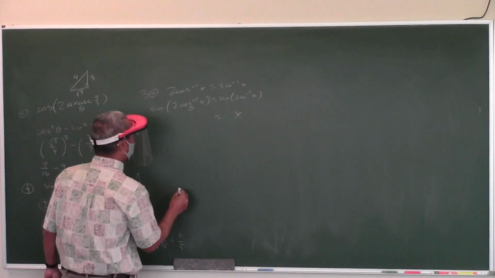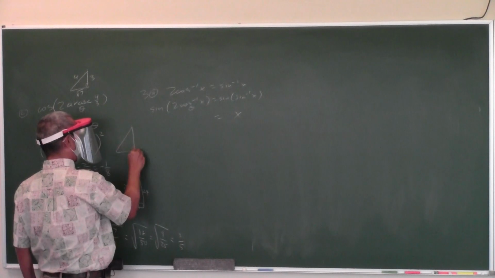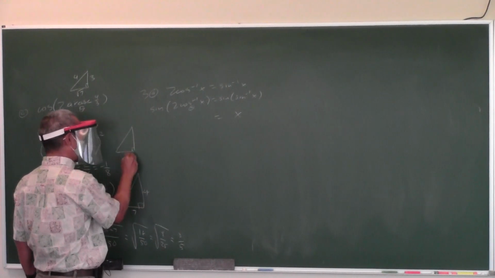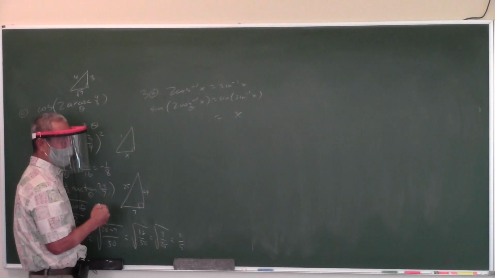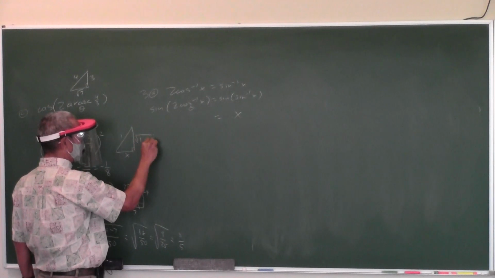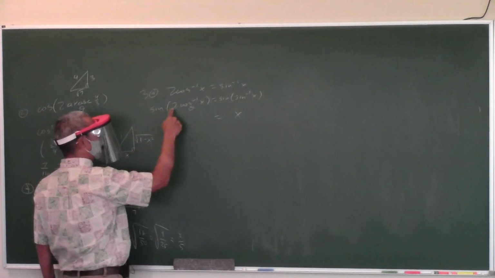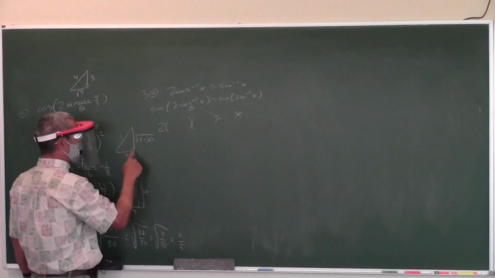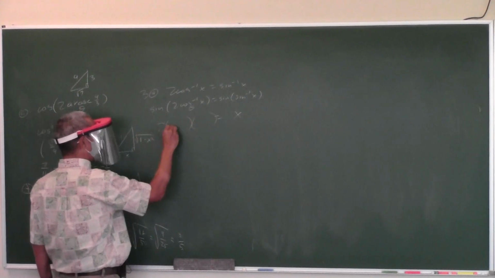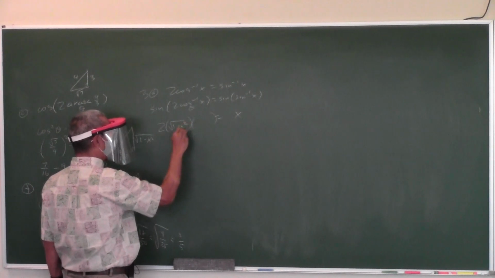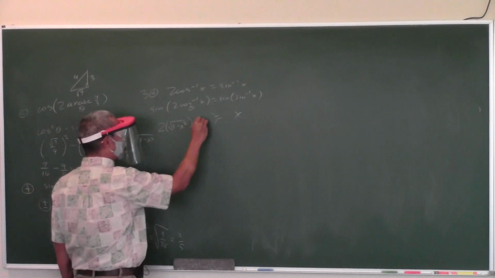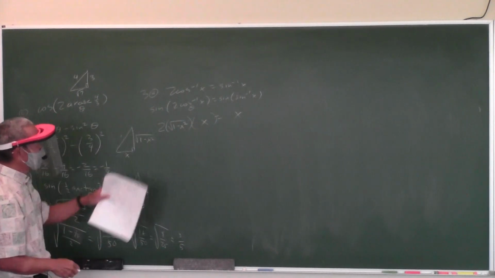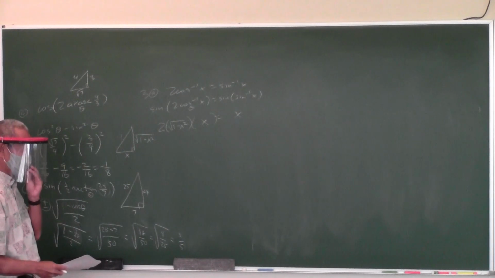So, we draw the triangle. I'll draw it over here. Cosine inverse x means adjacent over hypotenuse has to be x. And then you use the Pythagorean theorem. So sine of 2 theta is 2 sine theta cosine theta. Sine theta is opposite over hypotenuse. Cosine theta is adjacent over hypotenuse. Okay, so if you got that, you got 1 point. But then now you got to do the rest.